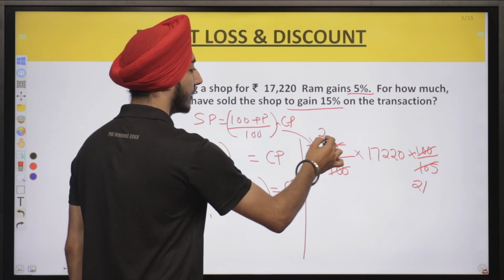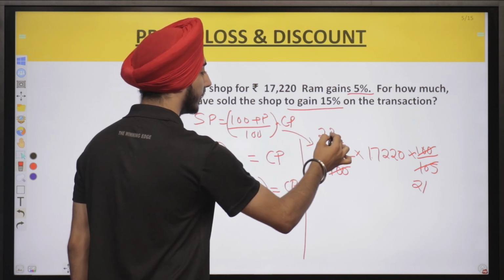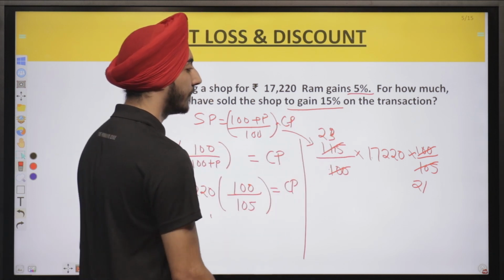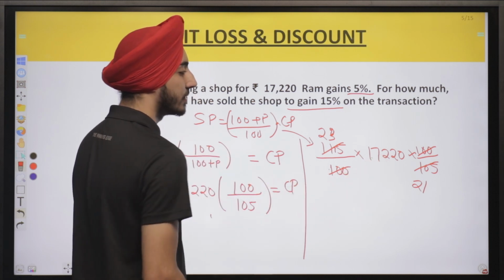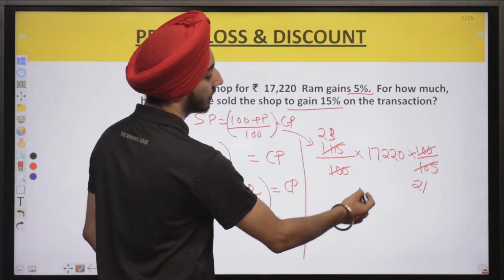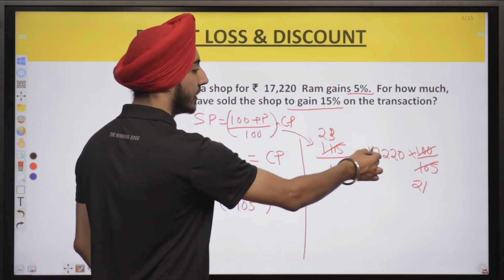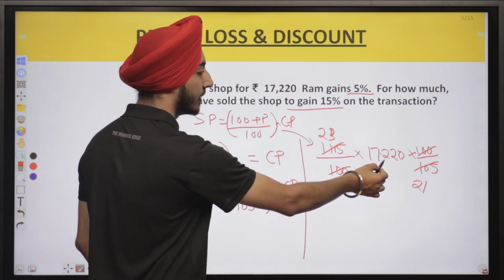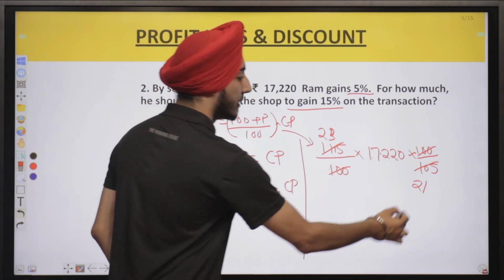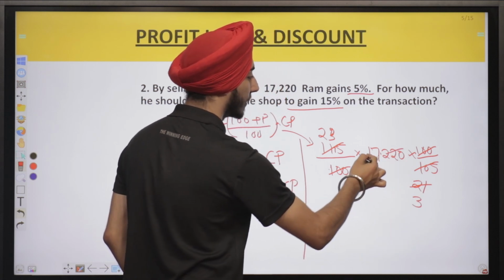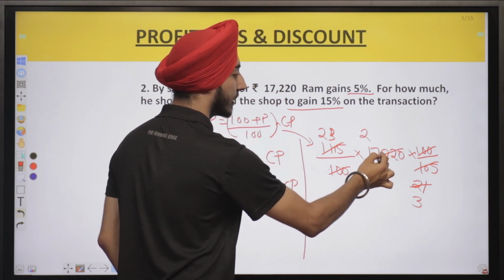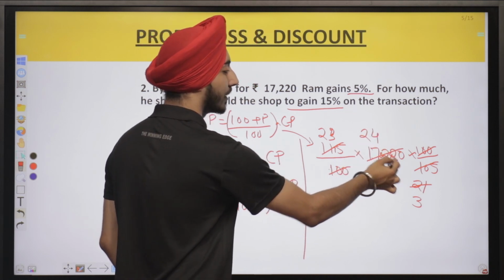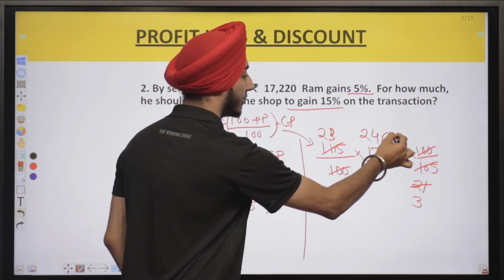Okay, 5 2s are 10 and 1 will get carried, and 5 3s are 15. So this is 23 and this is 21. Now we have to cut 17220. So let's check it out with the table of 7. 7 3s are 21, 7 2s are 14 and 3 gets carried, it becomes 32, 7 4s are 28, and 4 is copied and becomes 42, 7 6s are 42 and this 0 gets copied.